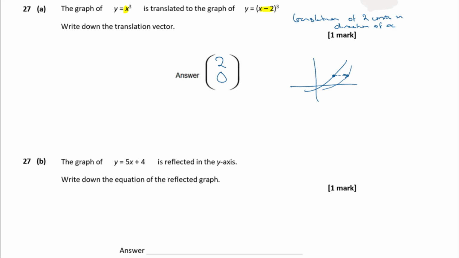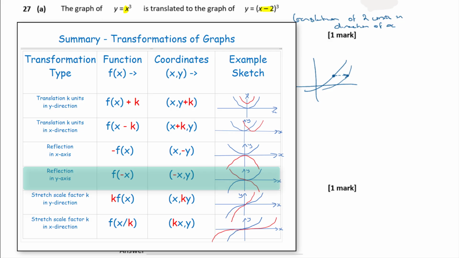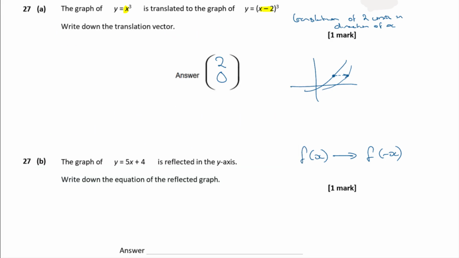And then B, the graph of y equals 5x plus 4 is reflected in the y-axis. Write down the equation of the reflected graph. Okay, so we want to reflect in the y-axis. Reflecting in the y-axis, f of x goes to f of minus x, which means we have to replace x in our function with negative x. So our new graph is going to be y is equal to 5 lots of minus x plus 4. In other words, I'm going to get y equals minus 5x plus 4.